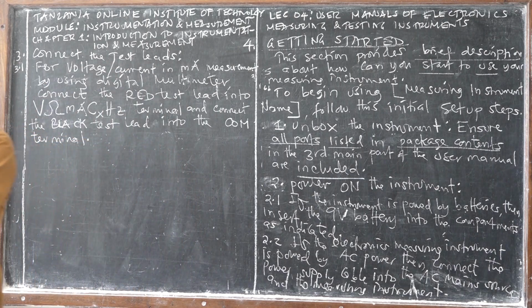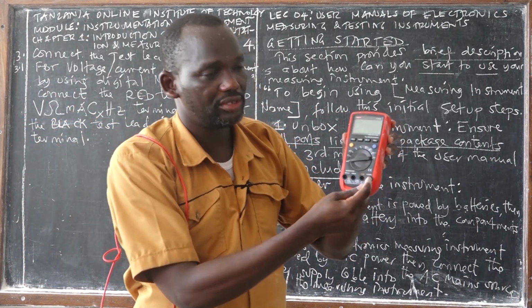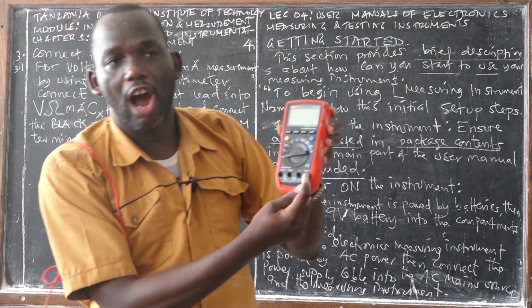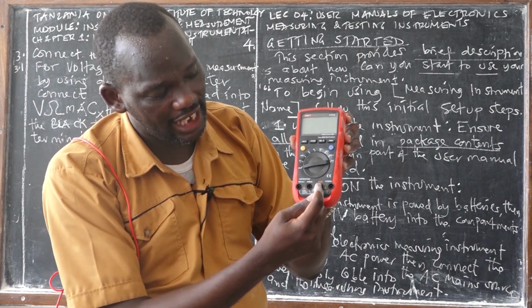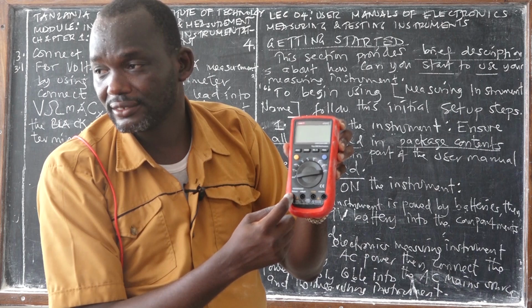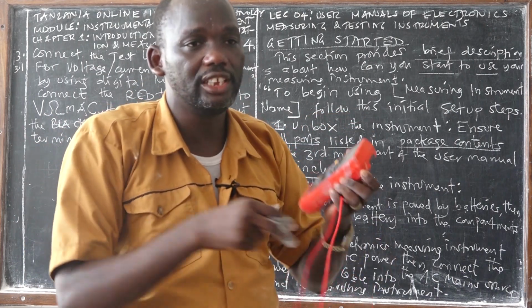Have you seen it? These are the ones that we call terminals. How many terminals do you have in this digital multimeter? Four terminals: the first one, the second one, the third one, the fourth one. Okay? So then you have to take a red test lead.